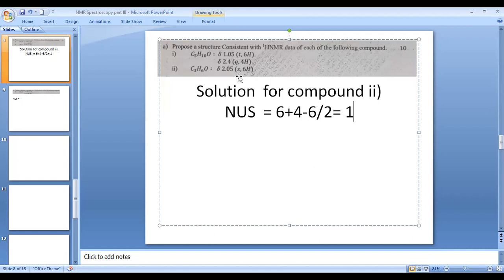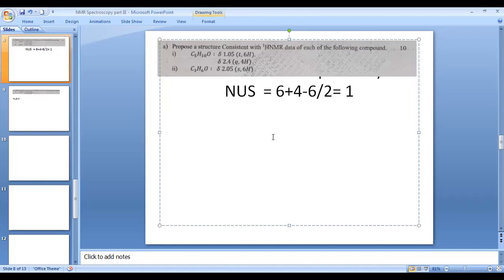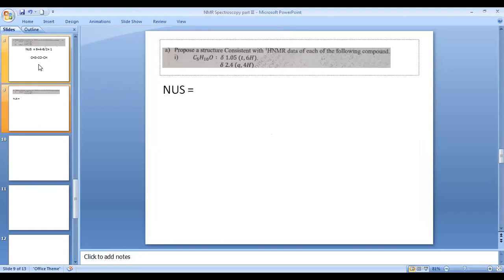Now one unsaturation is there. Now 6 hydrogen atoms are there. They are of one type only. So what will be the structure? Possible structure may be CH3 CO CH3.